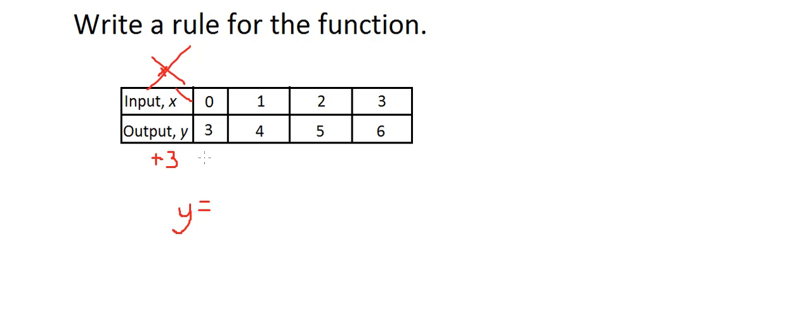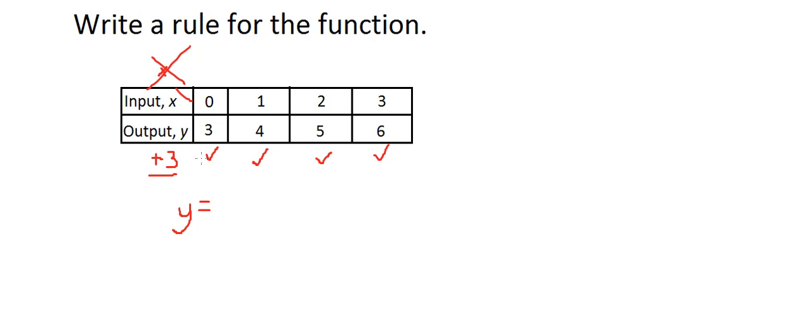We know that works for that, and then we want to check to see if it works for the other things in our table. If we do 1 plus 3, we get 4, which is what we want, so it works for that one. If we do 2 plus 3, we get 5, it works for that one. And 3 plus 3 will give us 6. So we know that what we're doing is adding 3.